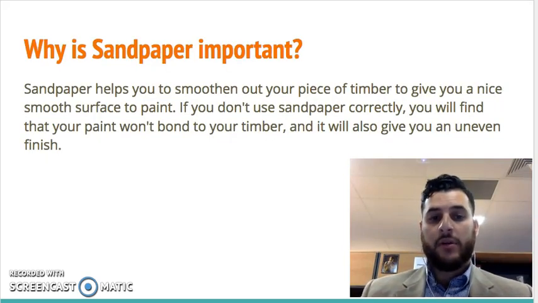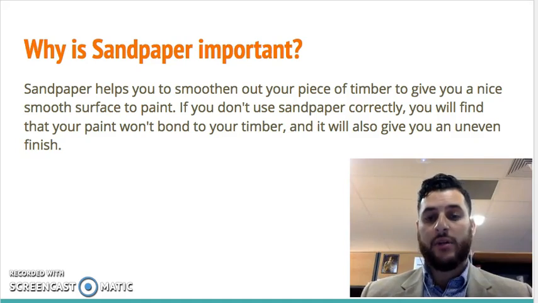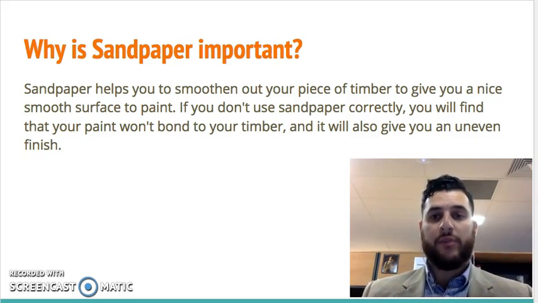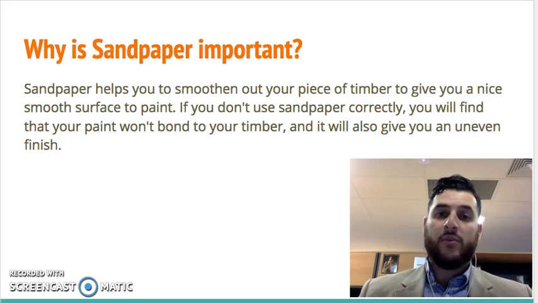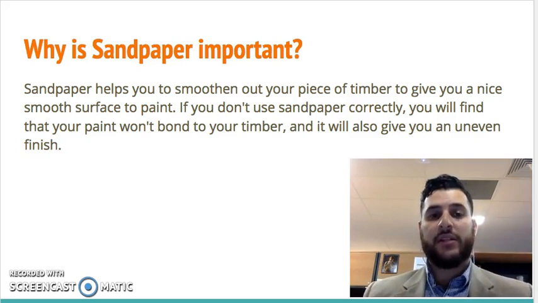Okay, so sandpaper helps you to smoothen out your piece of timber to give you a nice smooth surface to paint. If you don't use sandpaper correctly, you'll find that your paint won't bond to your timber, and it will also give you an uneven finish. So what this is telling us is, if your material isn't smoothed out, your paint won't want to stick to it. You'll get lumps in your paint and it just won't look good. So the whole point of us using sandpaper is to get us to create a really nice product by the end, because as we did in term 1, we're looking for products that are aesthetically pleasing.